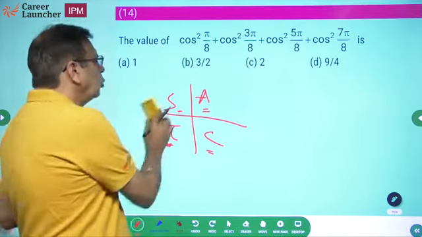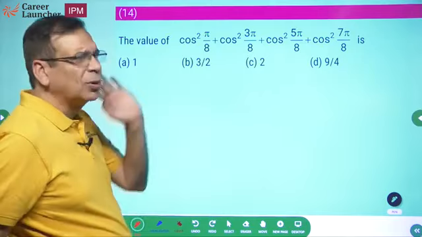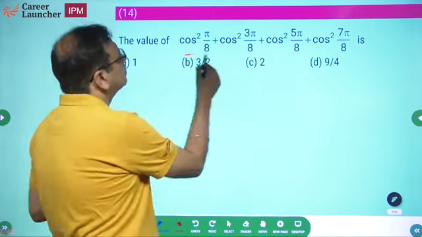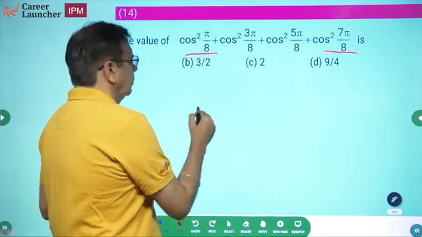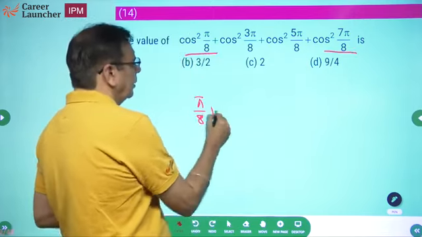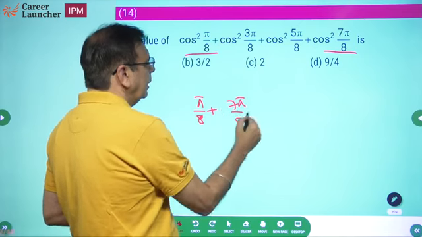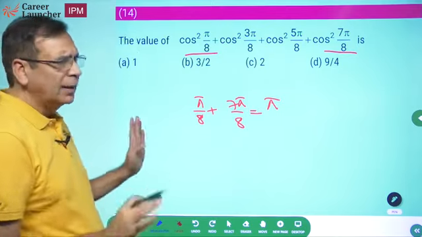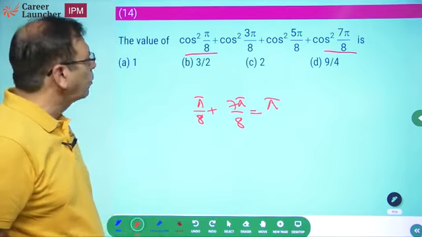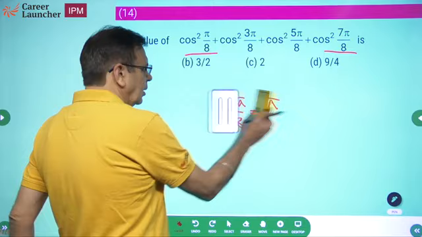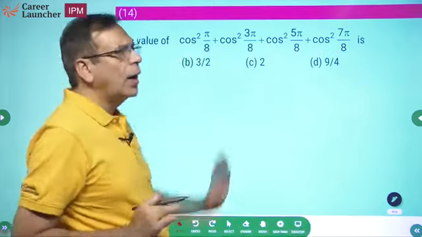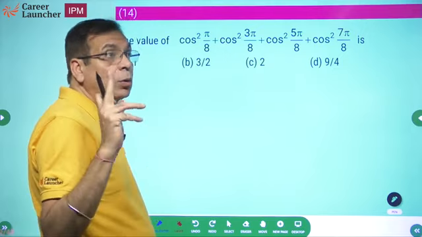That much I know. What else do I know? There are patterns in these. Now when you look at this particular question, pi by 8 plus 7 pi by 8, what does this make? Pi. Do I know the value of cos square pi by 8? No, I don't know the value. But I will change the question a little. I'll say these two have to add up to pi.